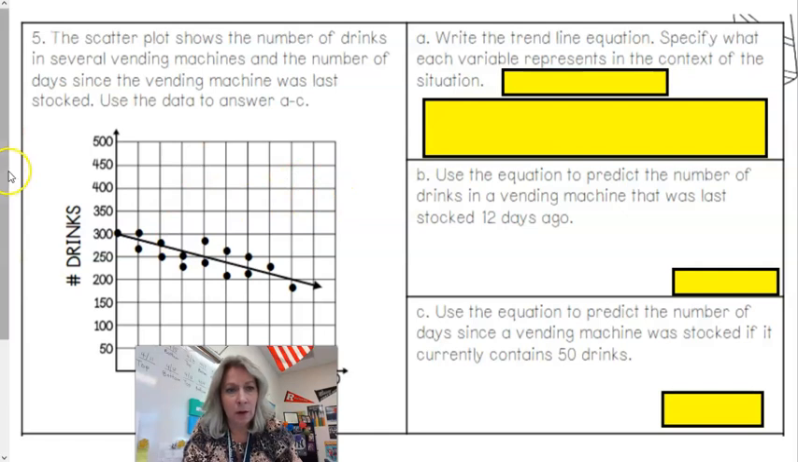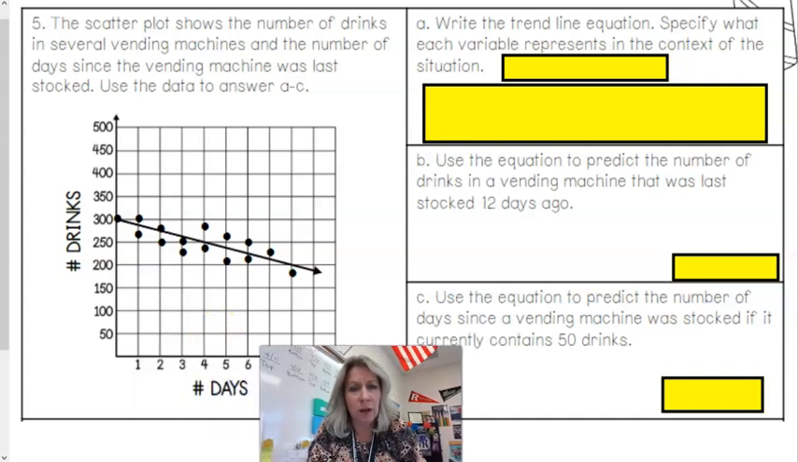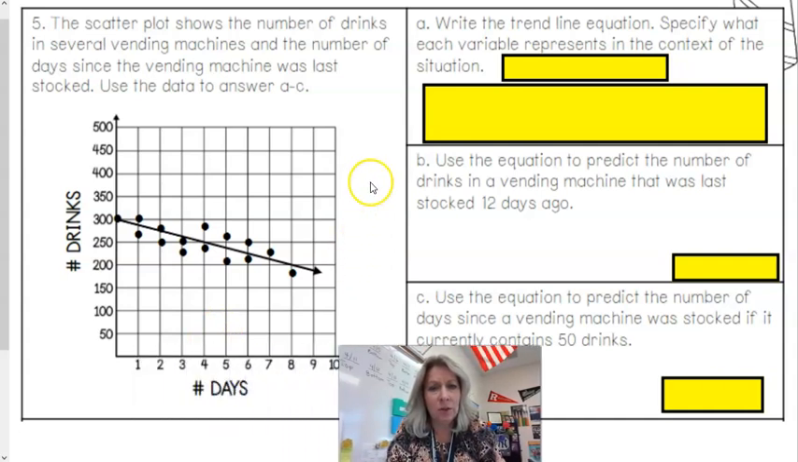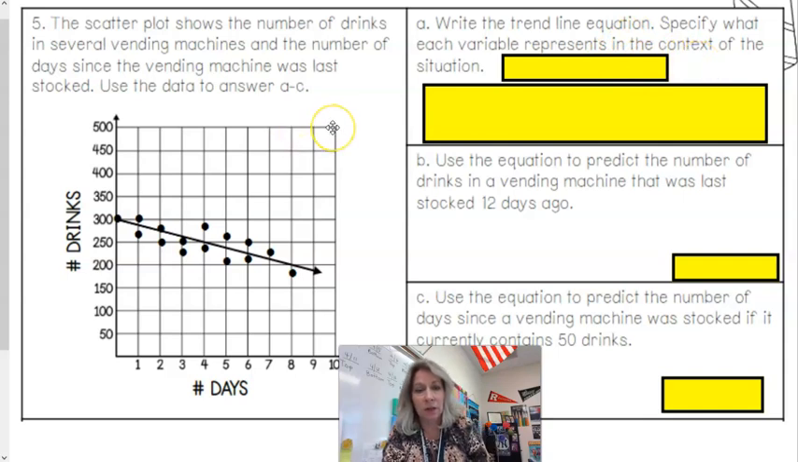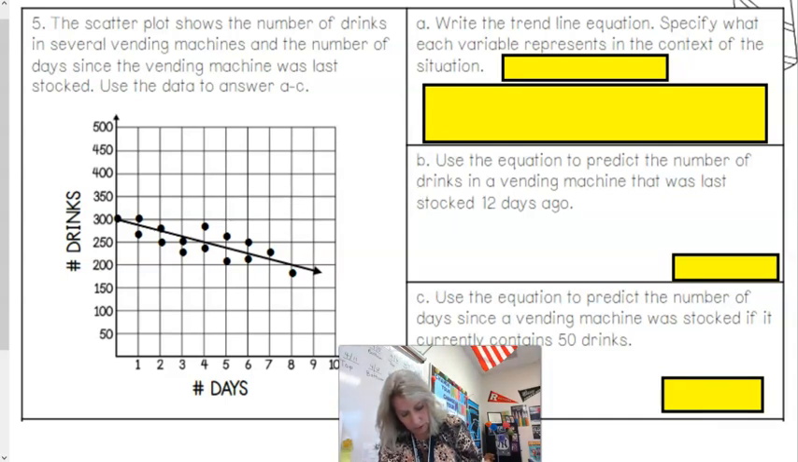All right, this scatter plot, number 5, shows the number of drinks in several vending machines and the number of days since the vending machine was last stocked. Use the data to answer A through C. First they want us to write the trend line equation, like a y equals mx plus b format, and specify what each variable represents in the context of the situation. So if I was looking at this, I could see the first spot.